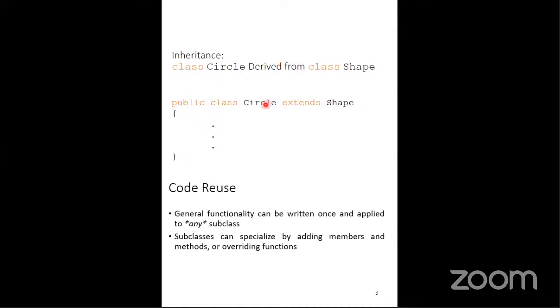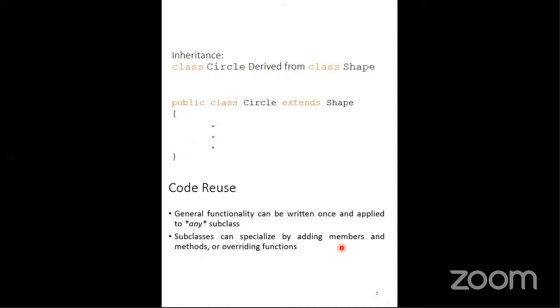It is available in the Circle class, it is available in the Rectangle class, and through Rectangle, it is also available in the Square class. So you write the general things only once, and then you can use them in all the subclasses. That is called code reusability. The subclasses can specialize by adding members and methods, and they can even override the methods. Now we'll see in more detail how to override a method.